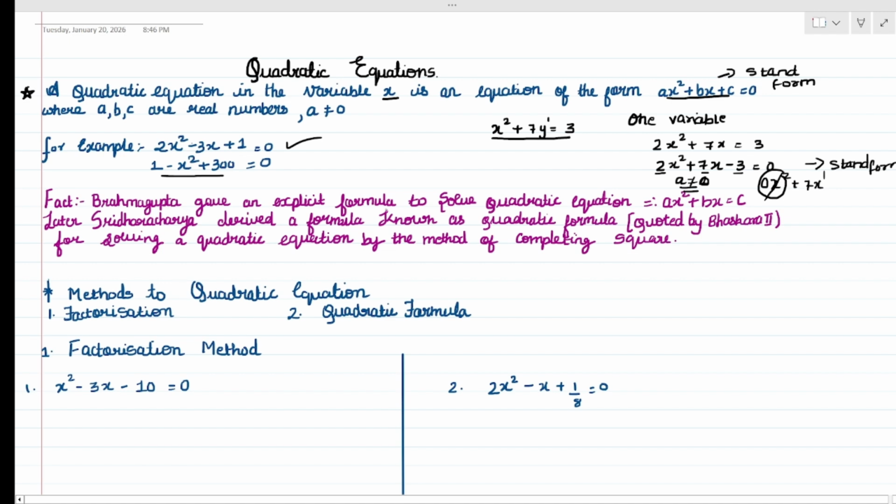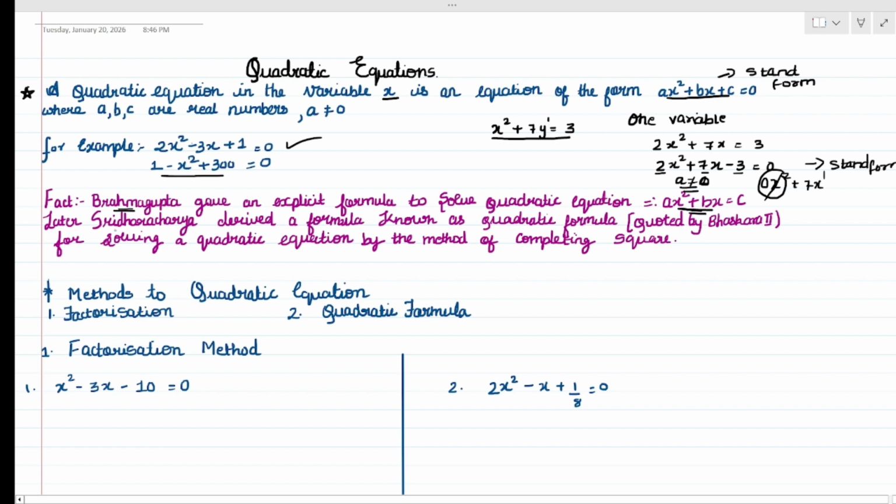Brahmagupta gave an explicit formula. What does explicit mean? It is a clear, directly stated formula for solving a quadratic equation. What is that formula? Your formula is ax square plus bx equals c. Now you can clearly see it is not directly like your standard form. It's somewhat different. This kind of clear formula was given by Brahmagupta for solving quadratic equations.